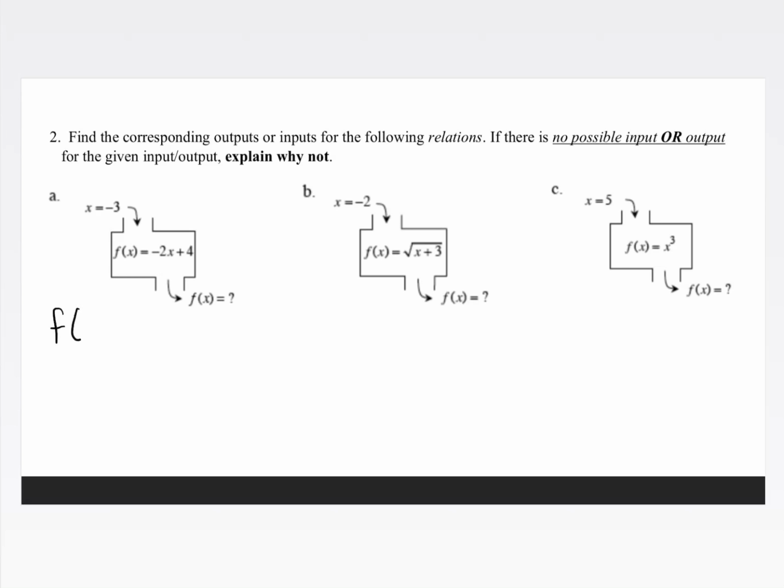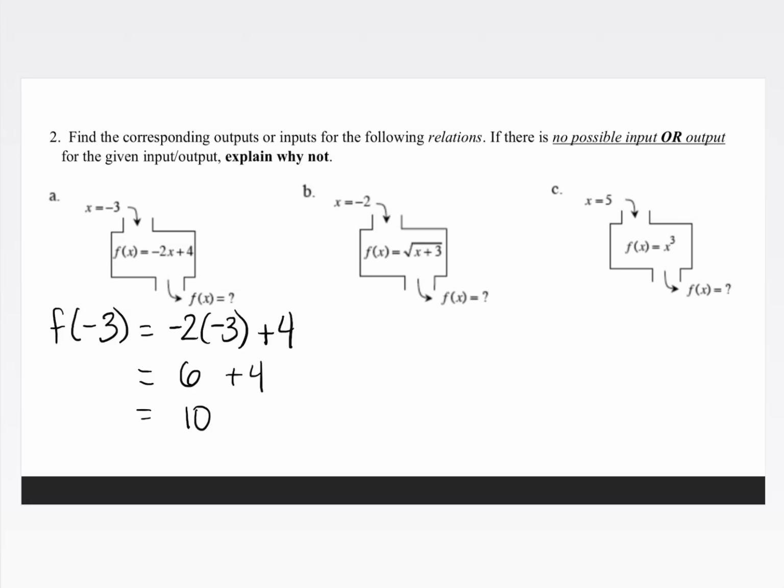If we plug in, f of negative 3 equals negative 2 times negative 3, because we're plugging in for x, plus 4. When we simplify this, negative 2 times negative 3 gives us positive 6, plus 4, and that gives us 10. So f of negative 3 is positive 10.